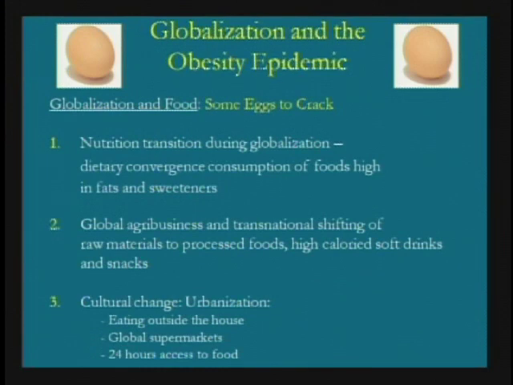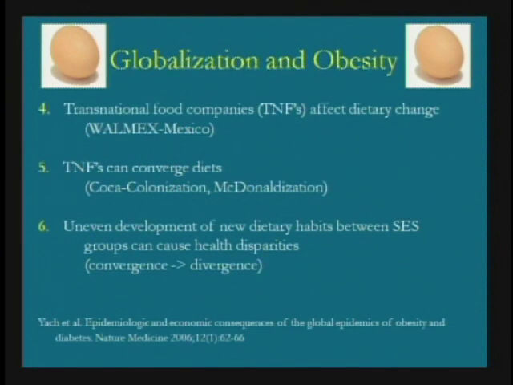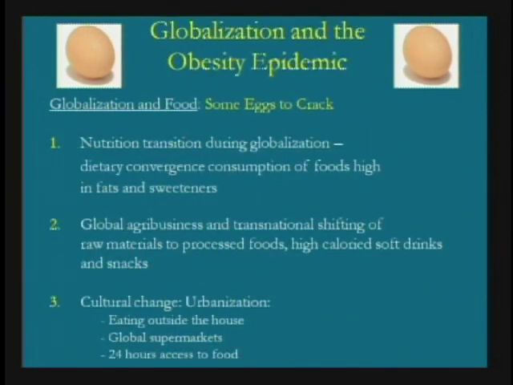There are some things that happen when a country starts to transition. You get a nutritional transition during globalization. You get a dietary convergence to foods that are high in fats, sweets, and processing. You get global agribusinesses moving in. And my own personal view, I don't know if David talked about it, is that one of the real issues is urbanization, and the fact that you wind up eating outside of your house. The lovely gardens that families in the Congo use to feed their family members are no longer there, and you get 24-hour access to food.